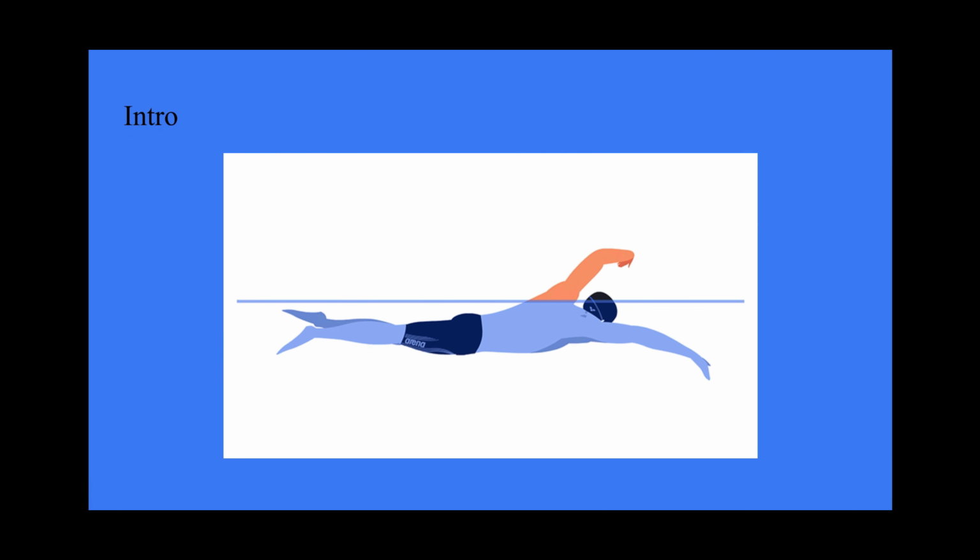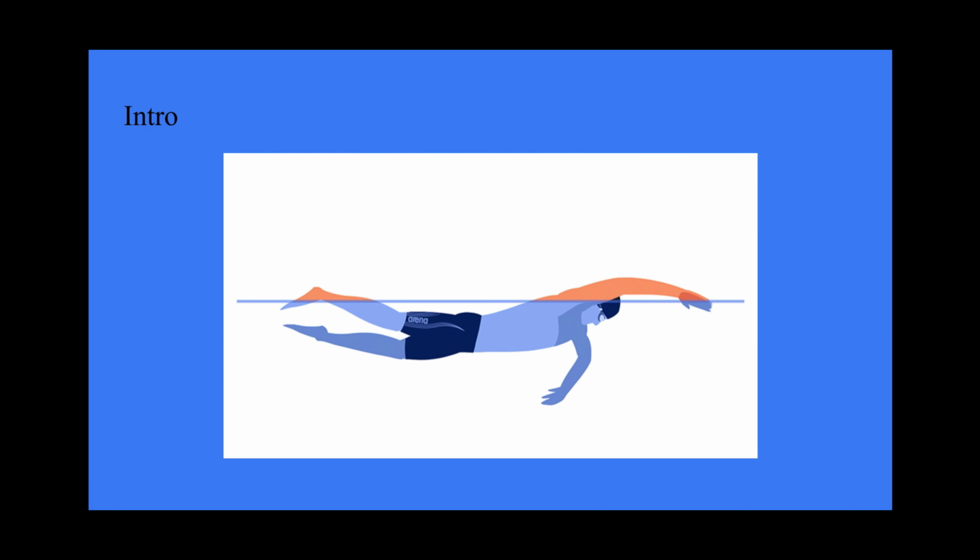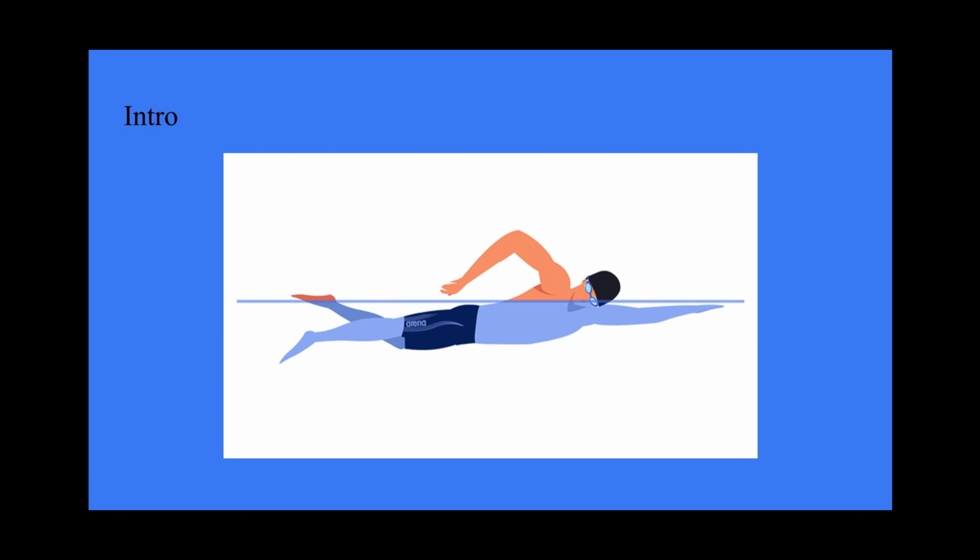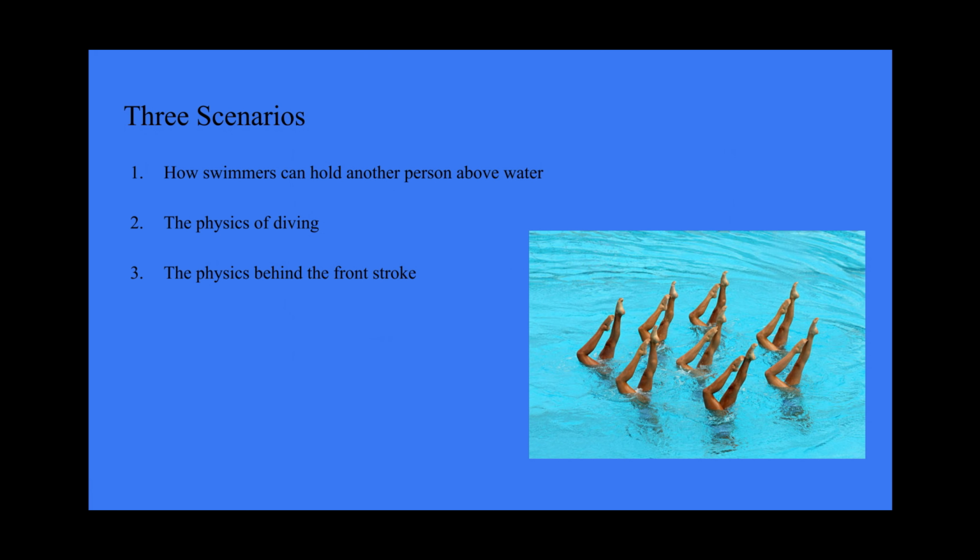Swimming may seem like a simple human activity, but it's actually a complex interaction of forces, motion, and momentum. In this video, I'll break down the physics behind three key parts of swimming: how swimmers can hold another person above water, the physics of diving, and the physics behind the front stroke.